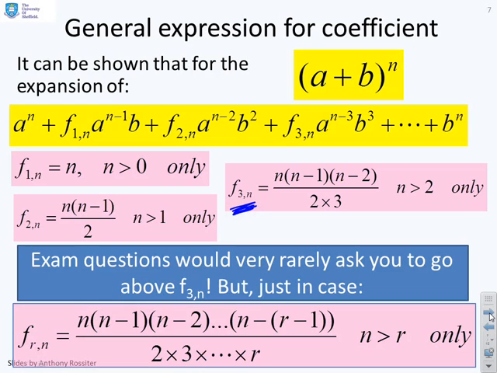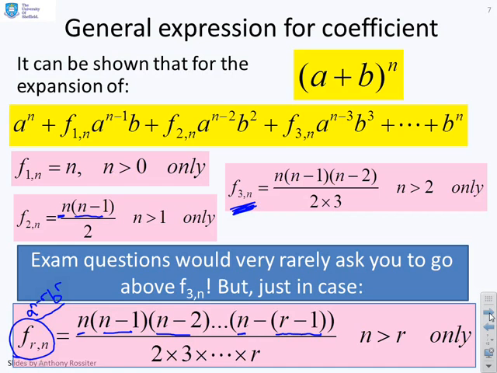You'll see if you were asked for frn, and obviously that would correspond to a to the n minus r b to the r, okay, just in case you were unsure, then what do you see? You do n minus 1, n minus 2, and you keep going all the way down to n minus r minus 1. And you see that works because, for example, if you set r equal to 2, you can see you did n, then n minus 1, but you don't go down to n minus 2.